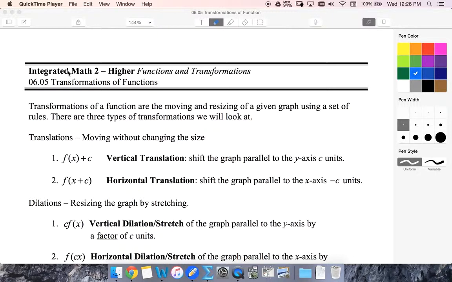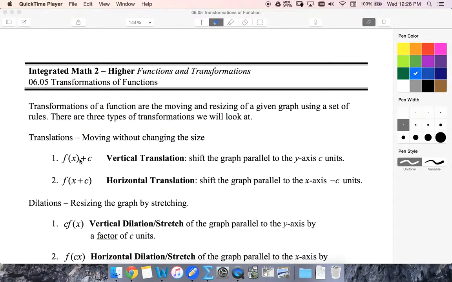So with any sort of function, we can apply a variety of transformations. Transformations change where the graph is and how it looks. The most basic transformations are translations. Translations move the graph, but they don't change the size. And we saw these a lot with quadratics.